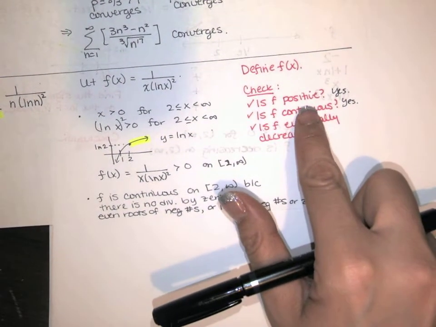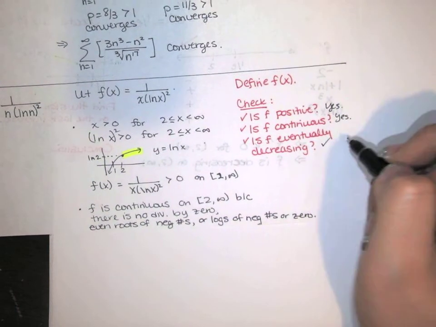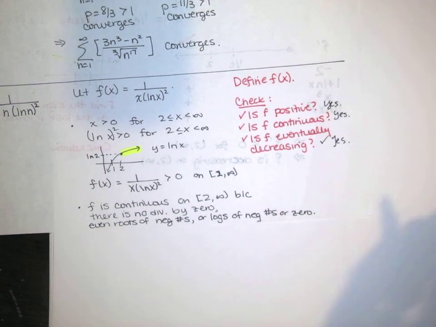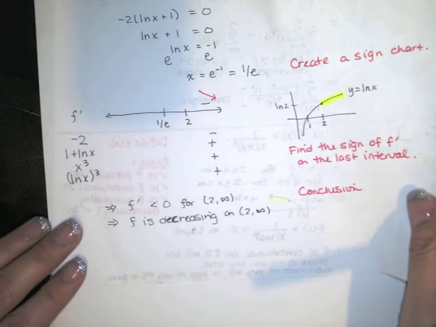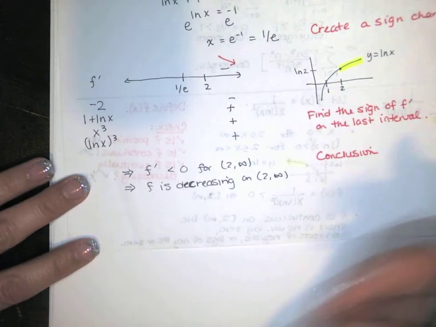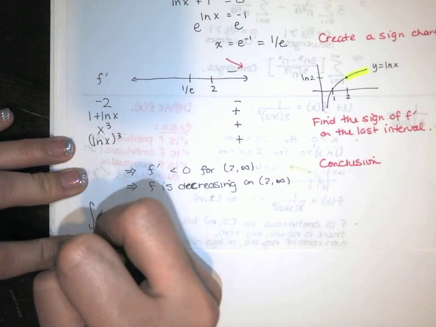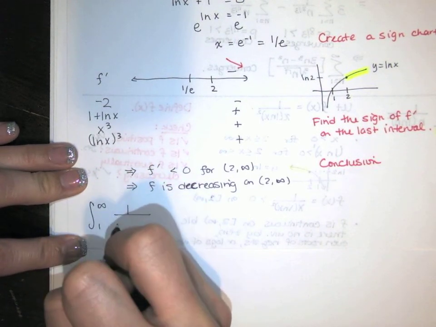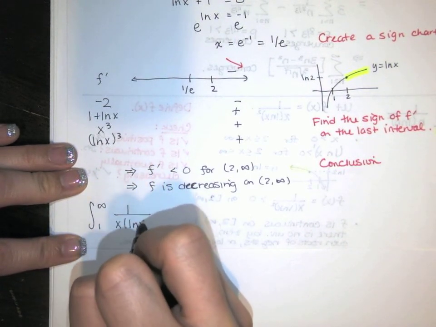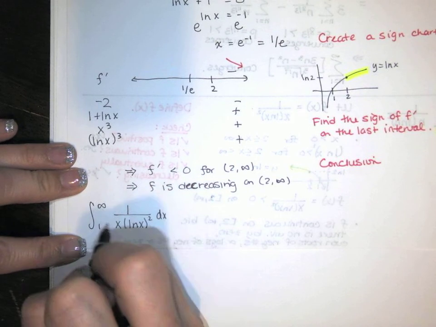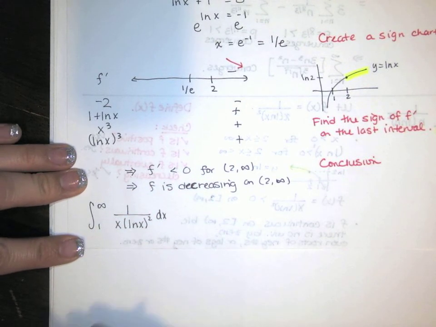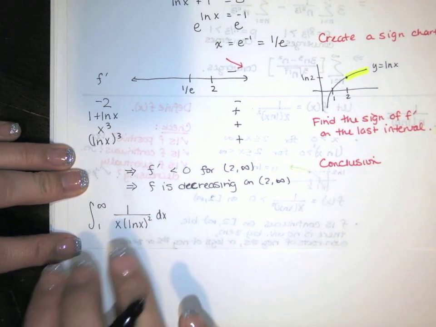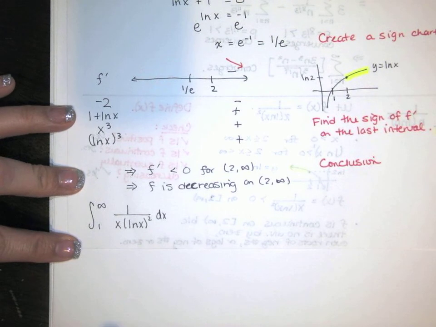Okay. So what did we find? F is positive, continuous, and eventually decreasing. It sure is. So now I can use the integral test. See, a lot of work just to get to this point. So the integral test says, evaluate this integral. However, this integral behaves the same way the series behaves. If this converges, the series converges. If this diverges, the series diverges.